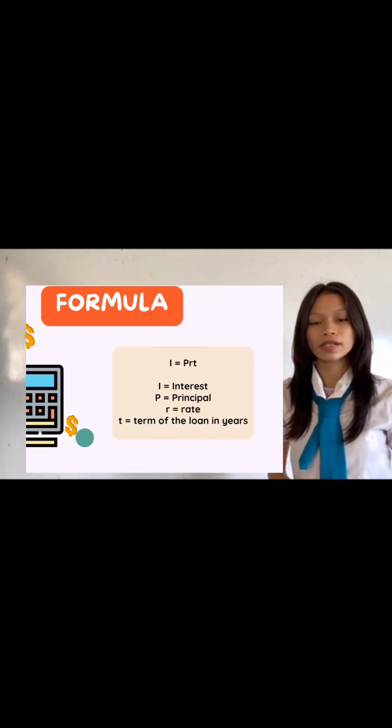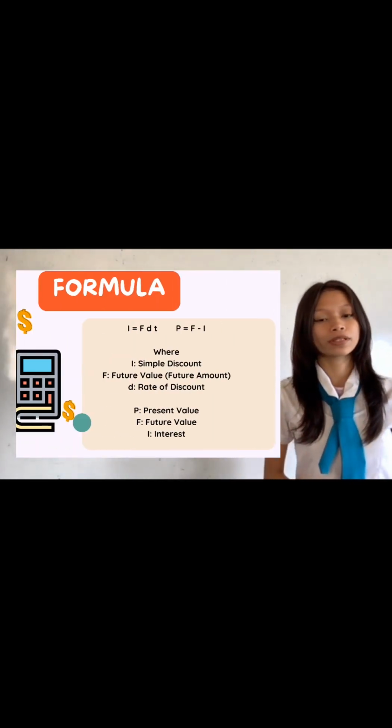So to sum it all up, the formula for simple interest is I = PRT, and the formula for simple discount is I = FDT and P = F - I. For stocks, it always depends on the situation. For example, if the situation calls for determining the dividend per share, we simply have to divide the total dividend by the total number of shares.